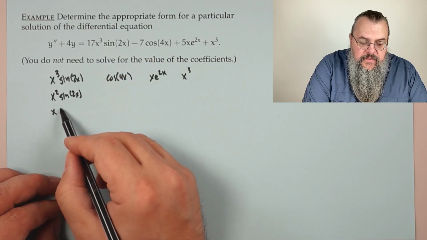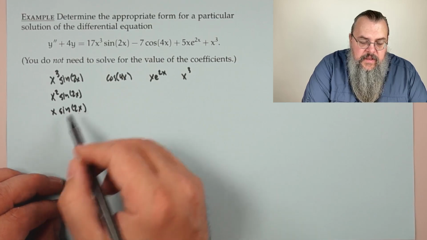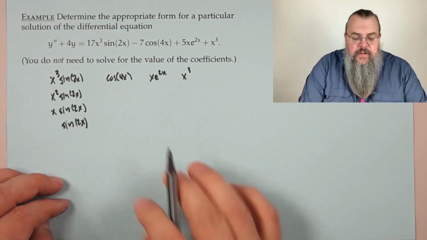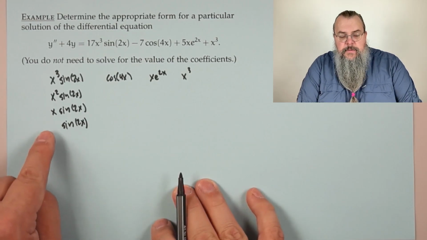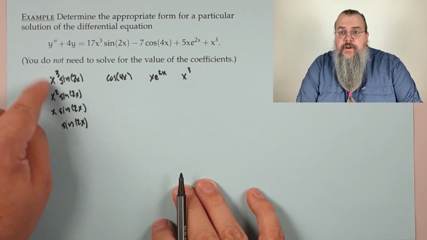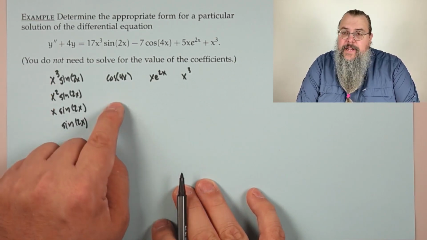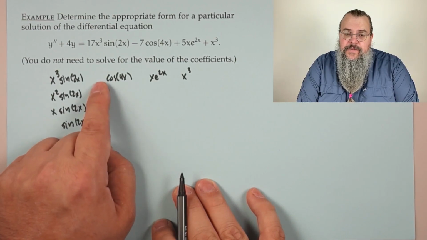And I better have an x. And I better have just the sine 2x. So you can think of this as a 1. See, normally we go 1, x, x squared, x cubed. So if I know there's an x cubed, I've got to work my way back. Cosine 4x, okay, there's no x on the outside, so life is good.